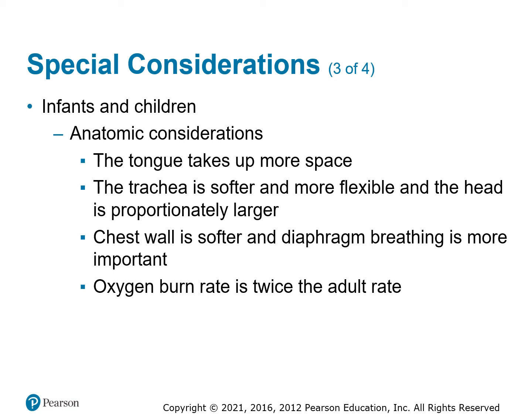The chest wall is softer, and we may see abdominal breathing, we may see intercostal retractions, we may see nasal flaring. These are all signs of increased respiratory distress. And then with infants and children, the oxygen burn rate, or their metabolism of oxygen, is twice that of an adult, which is why they have a faster respiratory rate and why they have a faster heart rate. So we've got to be able to keep up with the demand of their body.